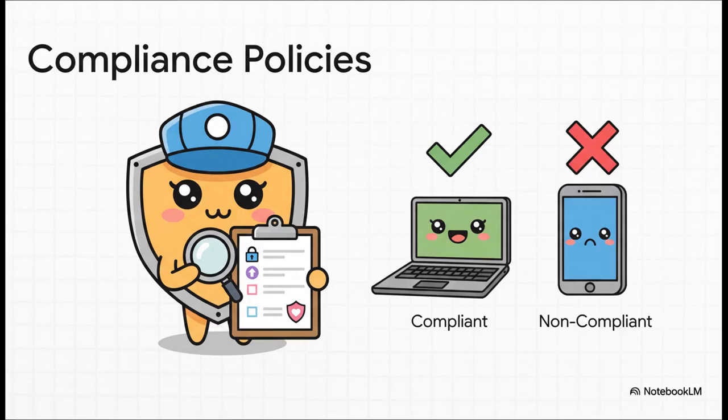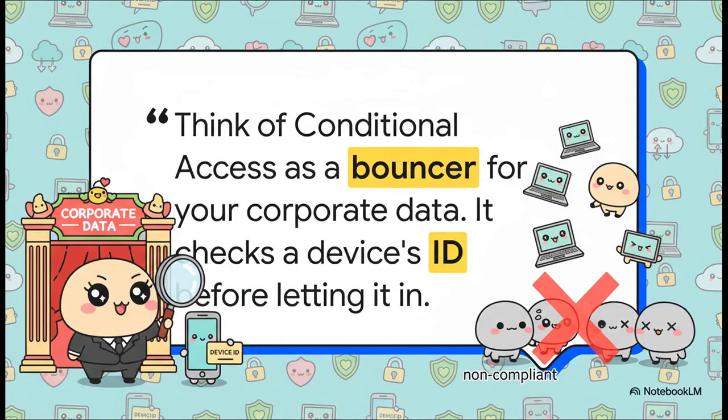Is your encryption turned on? Is your operating system up to date? Is antivirus running? Is the phone jailbroken? If a device fails even one of these checks, it is immediately marked as non-compliant. And if it fails, that has some major consequences. So what happens when a device is marked non-compliant?